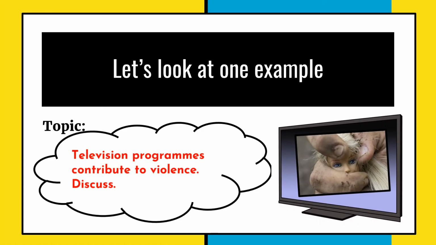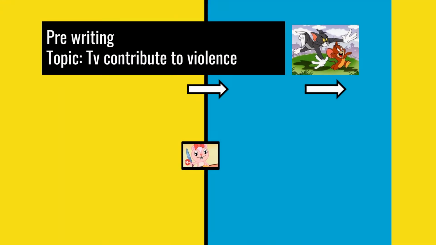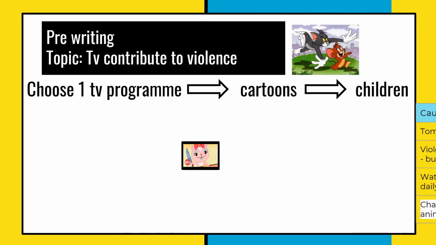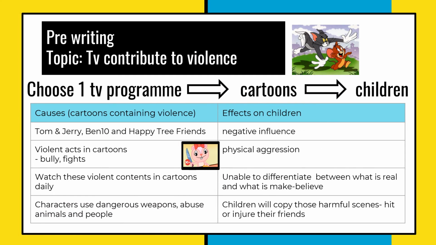Moving on, let's look at one example. The topic I have here is: television programs contribute to violence. Discuss. For the first main point, I have chosen to write on cartoon programs which contain violence. That's the cause, and the impact on children's behavior. That's the effect. As you can see from the table, I have listed 4 supporting ideas.